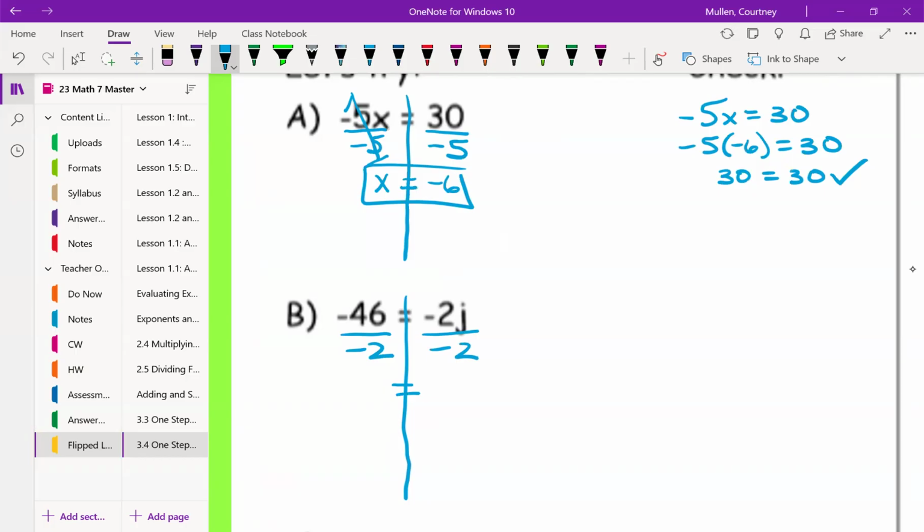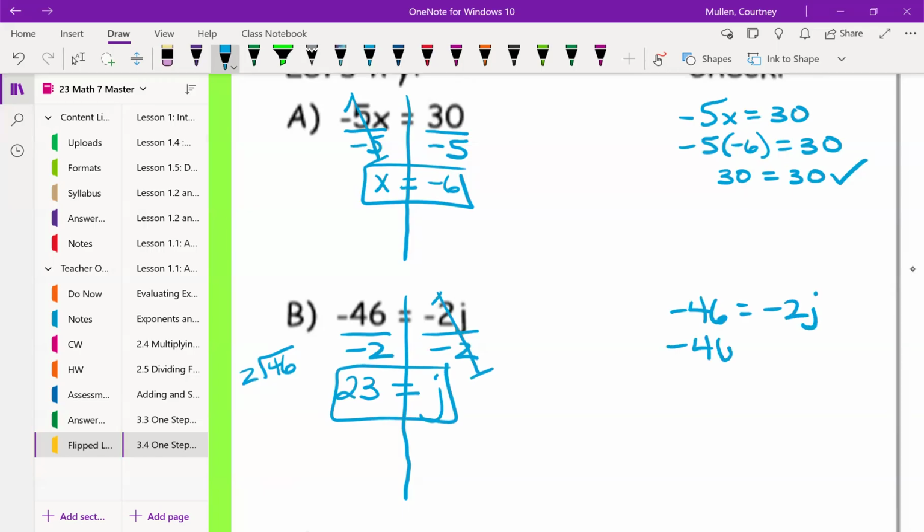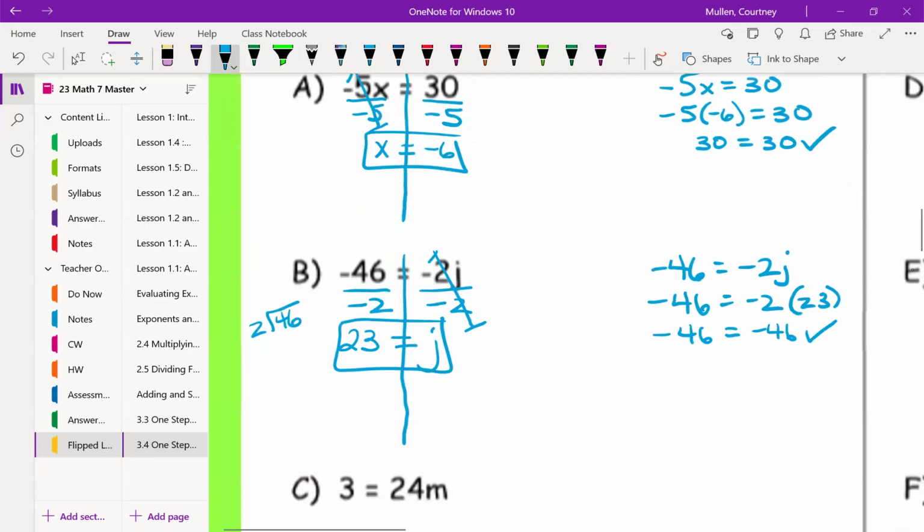On the left here, a negative divided by a negative is a positive. 46 divided by 2. If you're not sure, go ahead and do a little bit of division on the side here. And we have 23. Negative 2j divided by negative 2 is 1j, or just j. So here's our solution. And let's do our check. Negative times a positive is a negative, so it checks out.